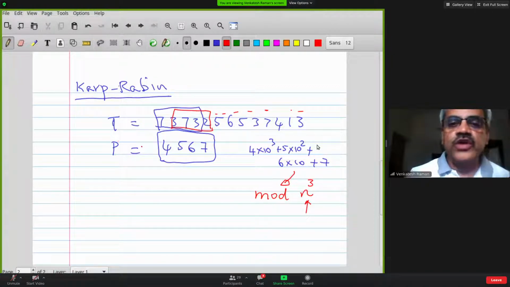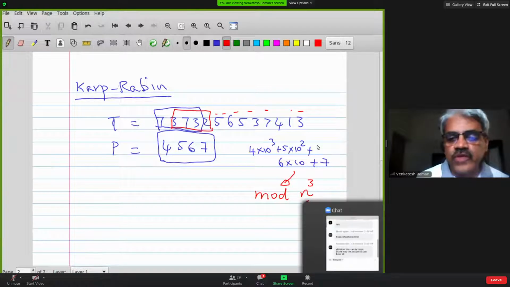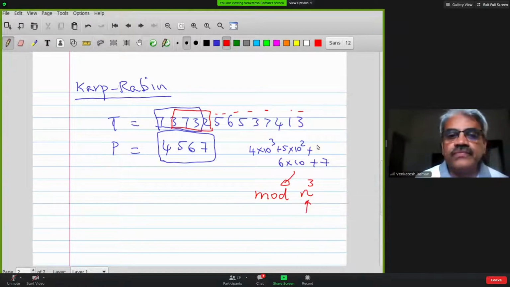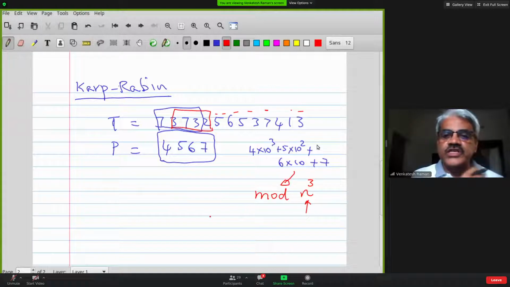Now you can do the comparison, and if the comparisons match, we say that the pattern matches, and if it doesn't, we claim that the pattern does not match. What is the problem with this? Right now, I'm going to do everything in mod n cube computation. We'll see why n cube later.